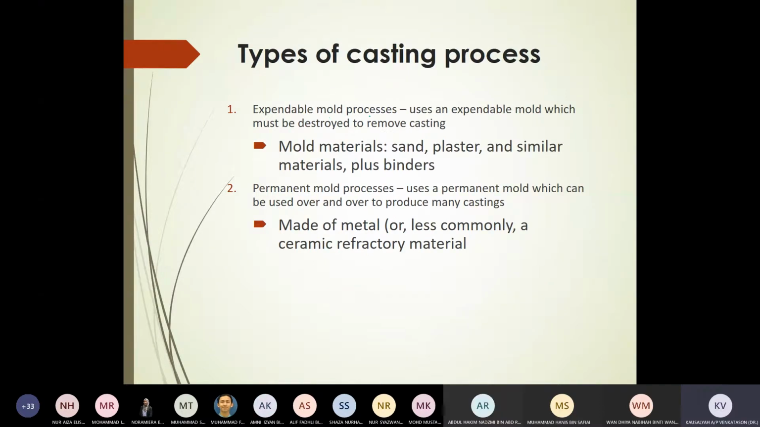We have the expandable mold process, which uses an expandable mold which must be destroyed or removed after the casting process. So the mold materials for this expandable mold will be sand, plaster, and materials similar to that, plus binders to bind this. For the permanent mold, we use a permanent mold which can be used over and over to produce many castings. So usually it's made out of metal, or less commonly a ceramic refractory material.